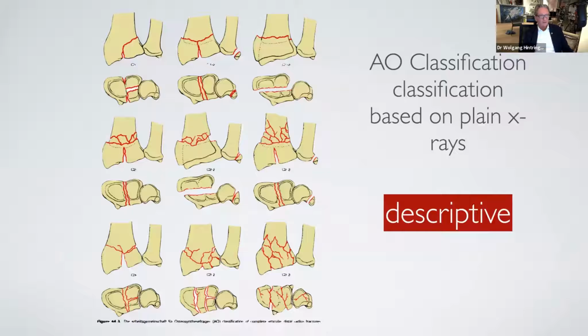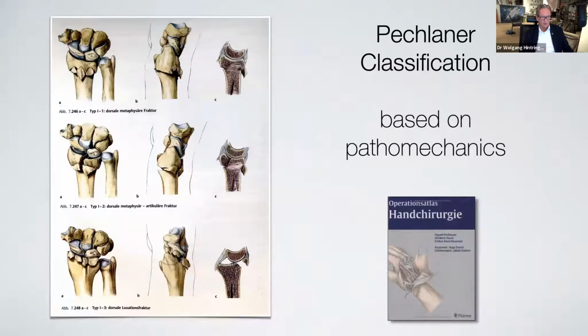What do we need? We need a classification, and all of you know the AO classification that is based on plain X-ray, but it is only a descriptive classification and shows you nothing about how to operate these fractures.